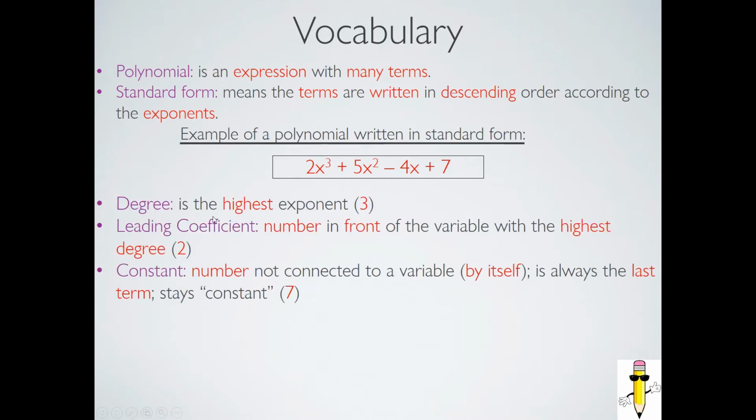Next we have degree, which is the highest exponent. Notice here that 3 is the highest exponent, so that is our degree. Our leading coefficient is the number in front of the variable with the highest degree. That number is 2. You can see that right here.